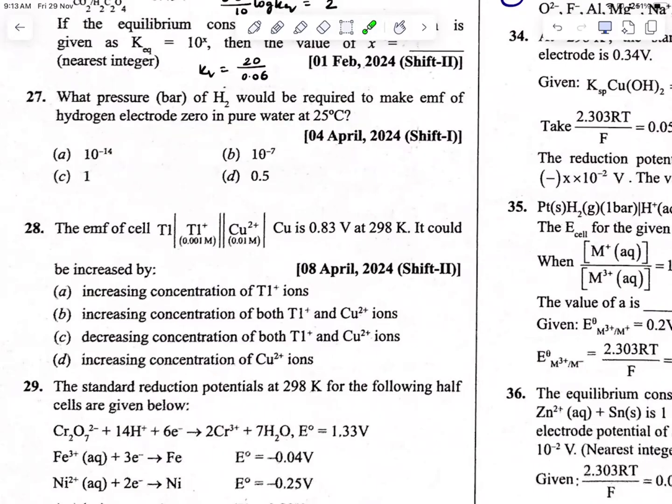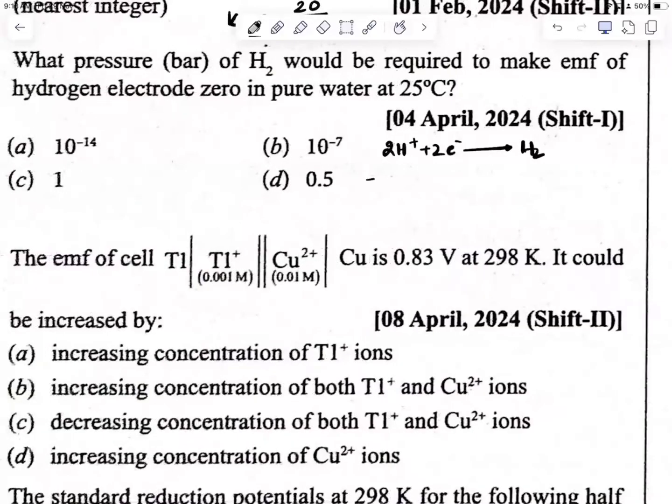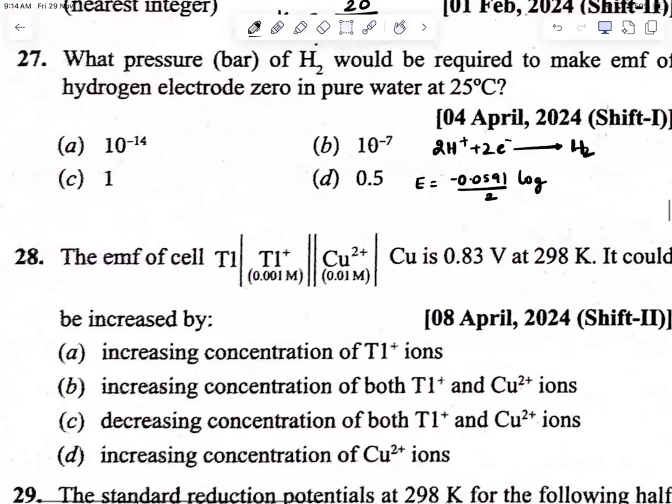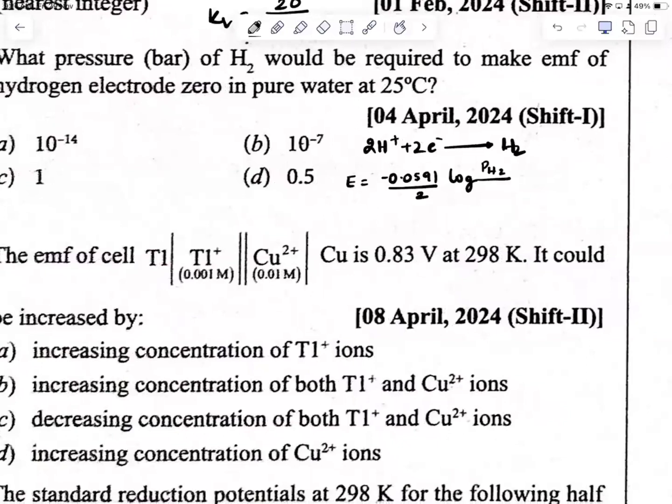So see how we can figure out. The reduction reaction is 2H plus plus 2 electrons giving H2. Got it? If that is the case, now E is equal to E naught, and E naught cell is 0. So minus 0.0591 by 2 log of pressure of H2, that is what we need to calculate, divided by the H plus concentration. In pure water, how much will be the H plus concentration? 10 raised to power of minus 7, whole square.